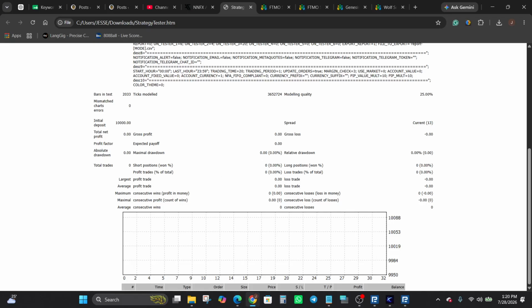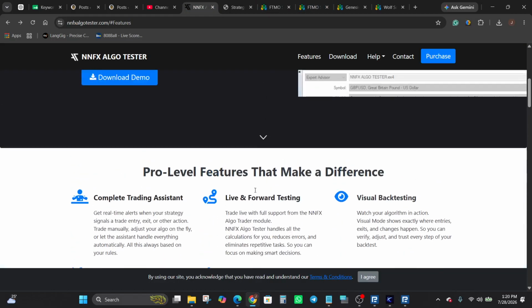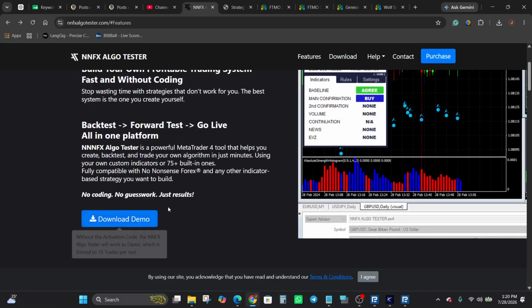Now, because no trades were taken, there is really no meaningful historical performance to analyze. Metrics like profit factor, win rate, recovery factor, or the equity curve don't provide useful insight in this case, since the strategy never actually entered the market. I was thinking that since they provided a demo to download, at least one could be able to do a back test, but for reasons that I am not really aware of, I didn't get any results even after doing the back test.